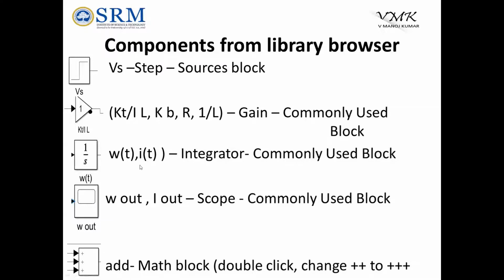So what is here? Vs is equal to I into R plus L into di by dt plus Vs. So I'm going to add 3 components. I need an add block, which is available in my math block. Other components are available in the commonly used block. Your voltage supply will be available in the source block.